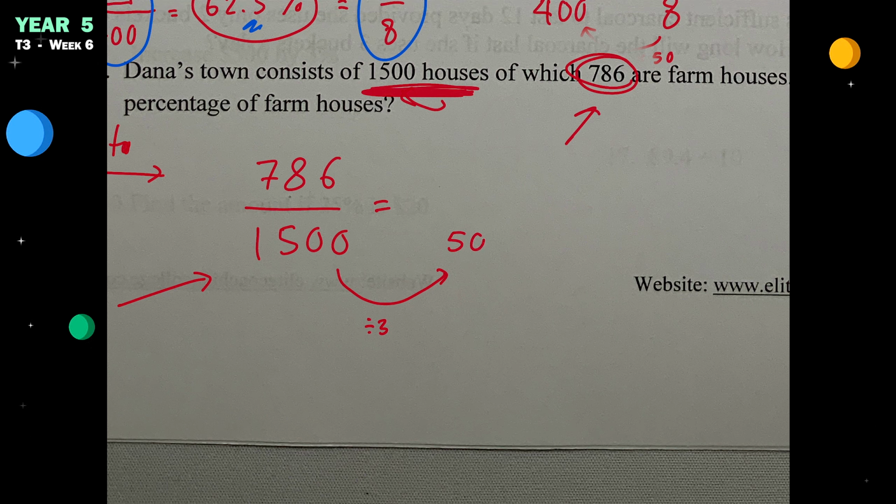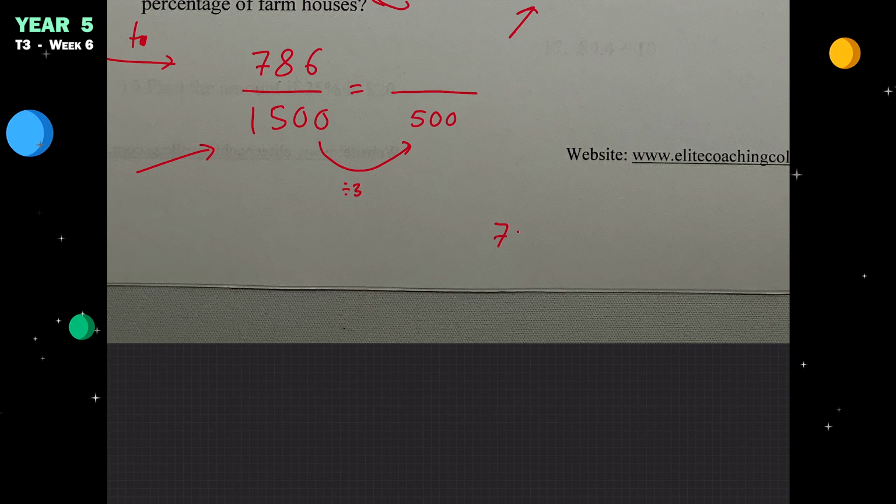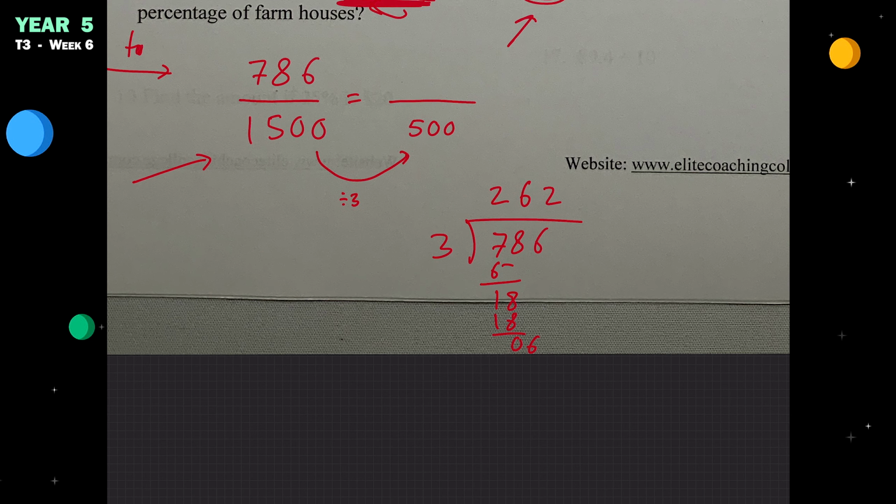I'll get it down to 500. Now, I think the top number can be divided by 3. Let me double check. 7 plus 8 is 15, plus 6 is 21. Yeah, it should be divisible by 3. So 786 divided by 3. 7 divided by 3 is 2. 2 times 3 is 6. Minus, you get a remainder of 1. 18 divided by 3 is 6. 3 times 6 is 18, no remainder. Bring the 6 down, and 6 divided by 3 is 2. So this will be 262.